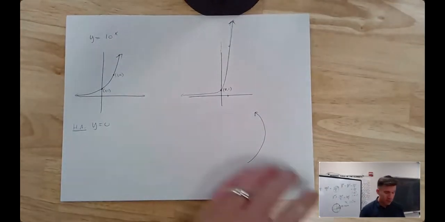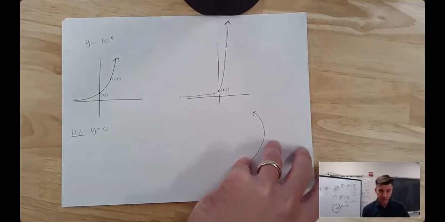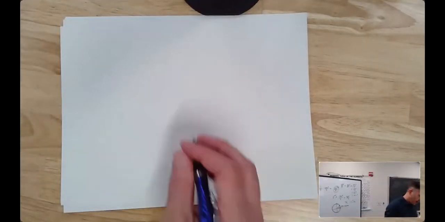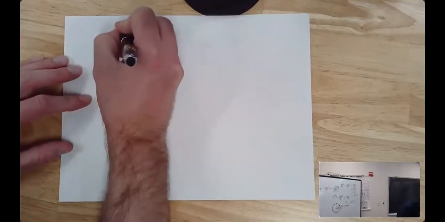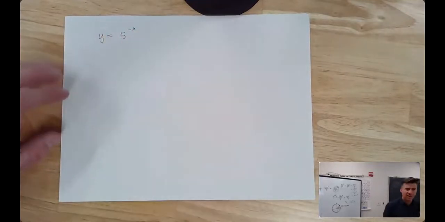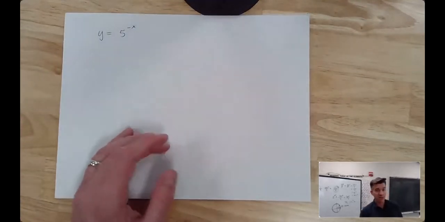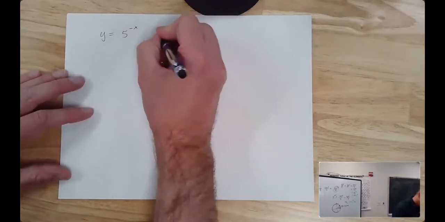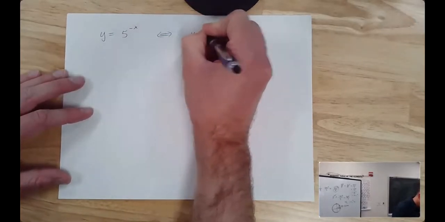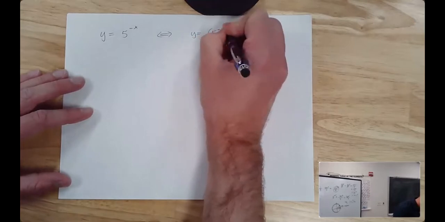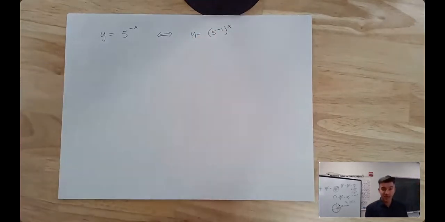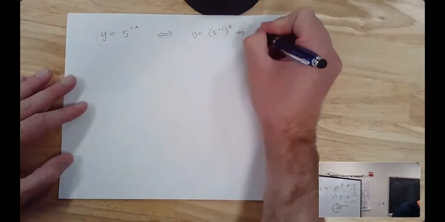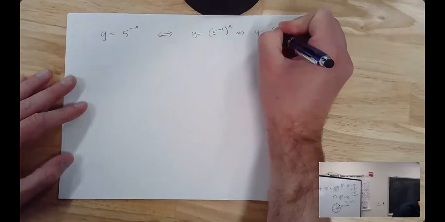Now, there is one really important exponential graph I want you to do. Actually, I forgot to do one that I meant to do. So let's graph y equals 5 to the negative x. We didn't talk about a negative x because we didn't need to, because y equals 5 to the negative x is really the same as y equals 5 to the negative 1 to the x, and 5 to the negative 1 is 1/5. So I get y equals 1/5 to the x.